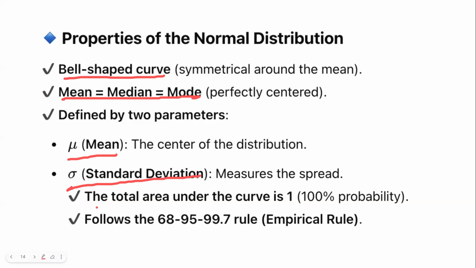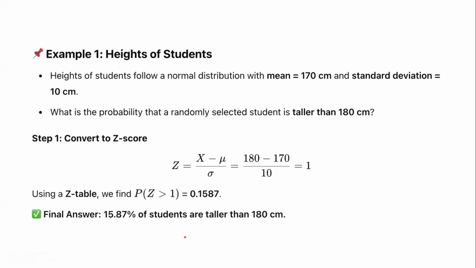The total area under the curve is 100% probability, because it's a probability distribution. So the total area below this curve represents the complete 100% probability. It follows the empirical rule: 68, 95, 99.7%. This we have already discussed.